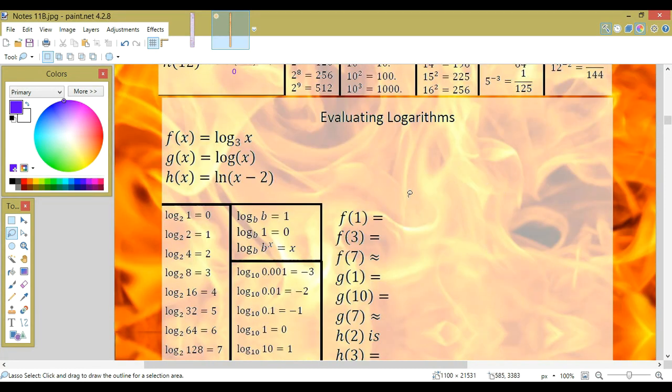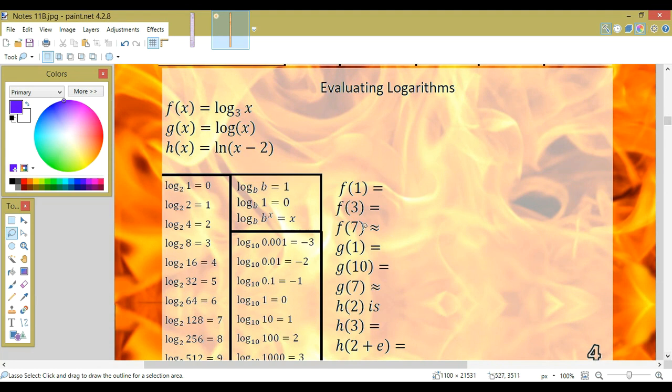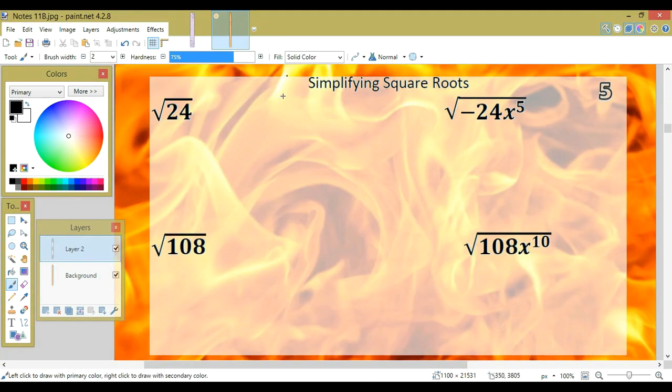Page 4, evaluating logarithms. Now we're not going to formally go over logs in this class, but you will need them for Algebra 2. When you're simplifying square roots, you want to pull out perfect squares. Those perfect squares include 1, 4, 9, 25, and 49. If you're able to pull out those perfect squares, you should be able to simplify almost any square root they give you that has just a number.